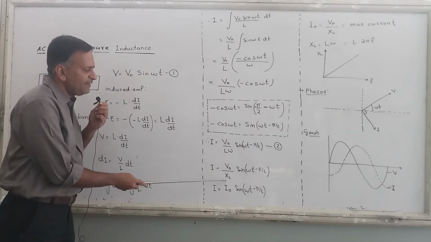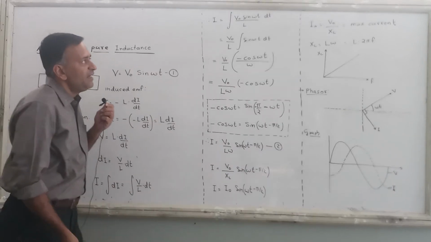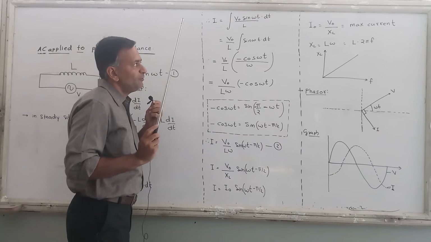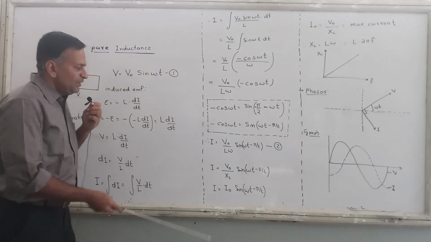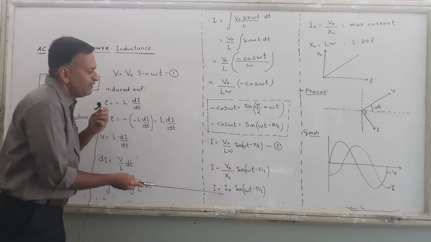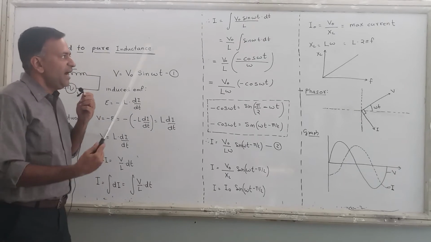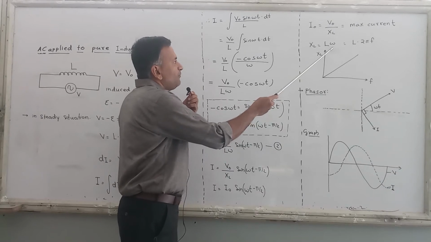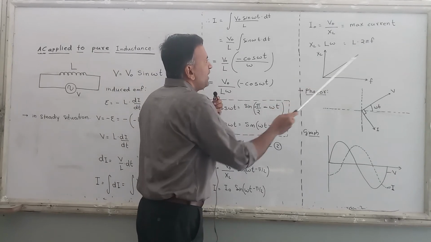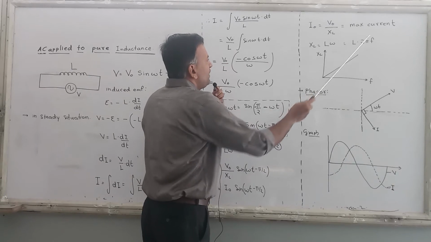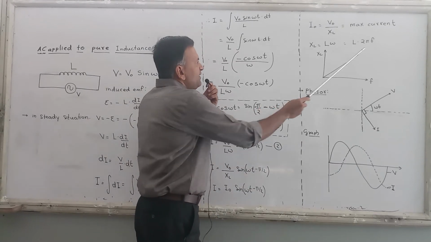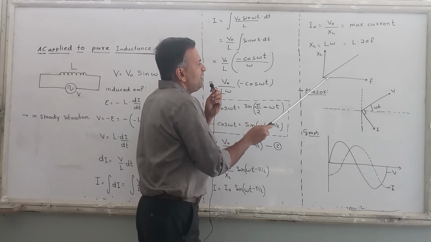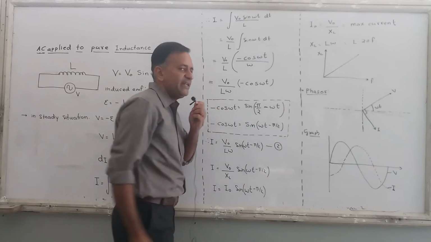V0 upon XL. Now what is this V0 upon XL? It is equal to the maximum current flowing in the circuit. So this is the final equation for electric current. Now coming to this XL. XL is equal to L into omega. What is omega? 2 pi f, converting angular frequency into simple frequency. So XL is directly proportional to f. As you increase the value of f, XL will also increase, so the graph is a straight line.